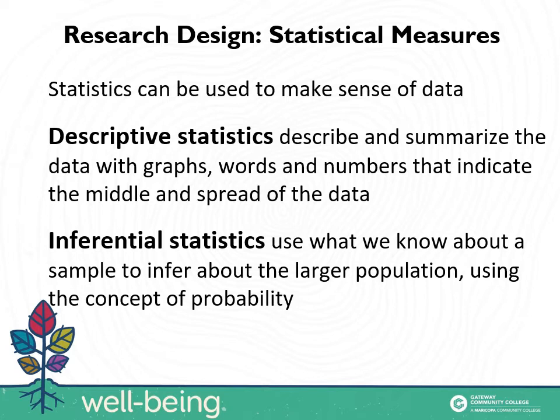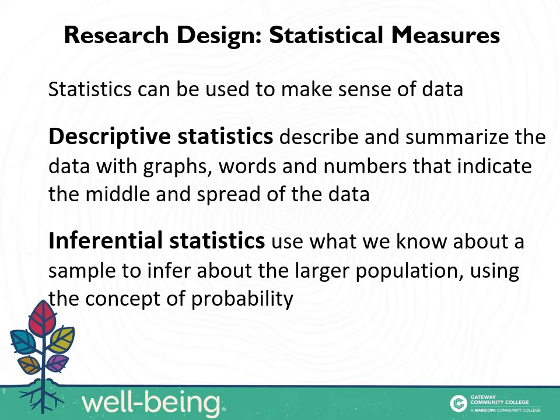But there are two types of statistical measures that are applied to psychological research. The first is descriptive. Descriptive statistics help to describe and summarize the data with graphs, words, numbers that indicate the middle and the spread of the data. So data has a tendency to gather towards the middle, and we'll talk about this a little bit in a second. And then also to look at the range of data that there might be from that middle or median score.